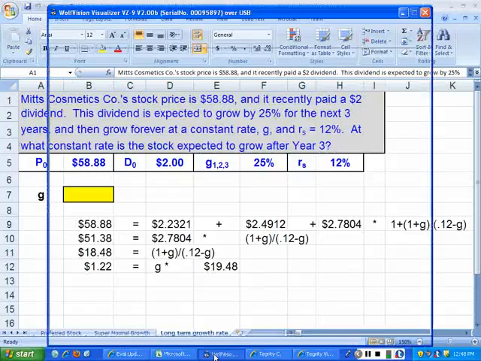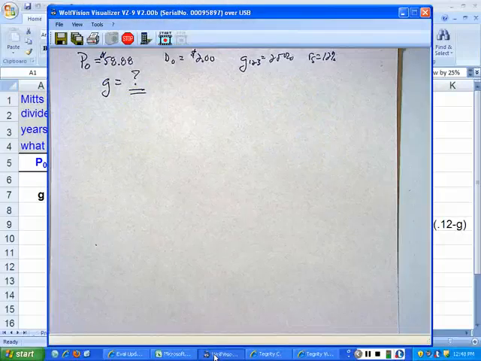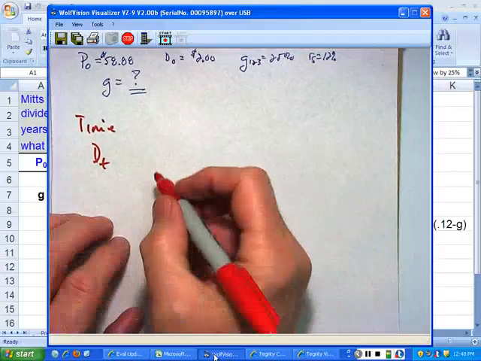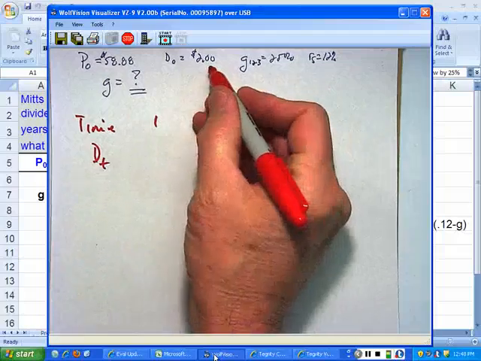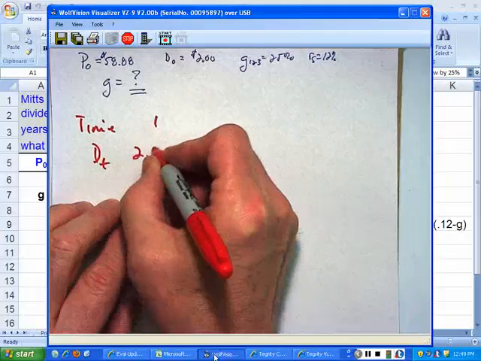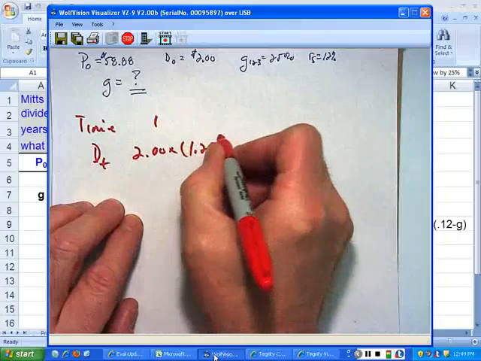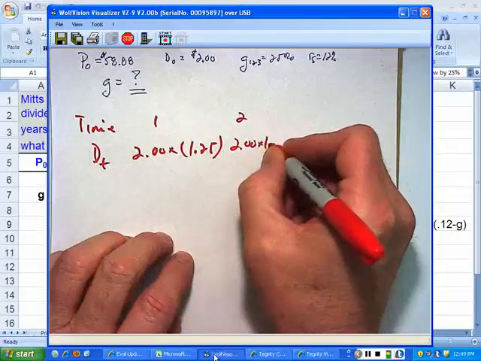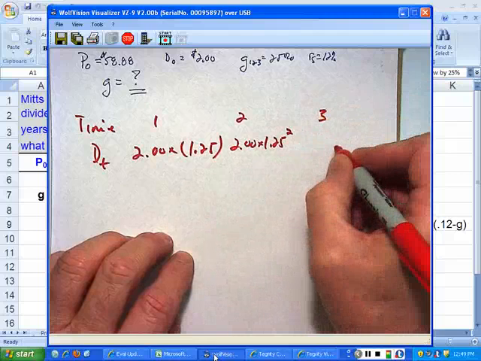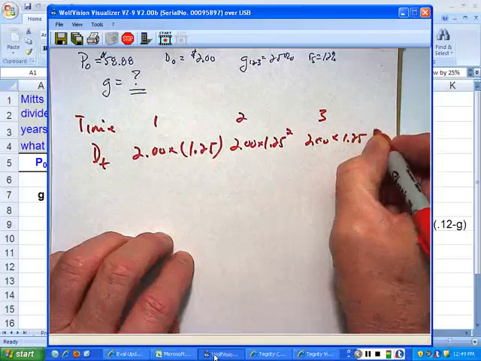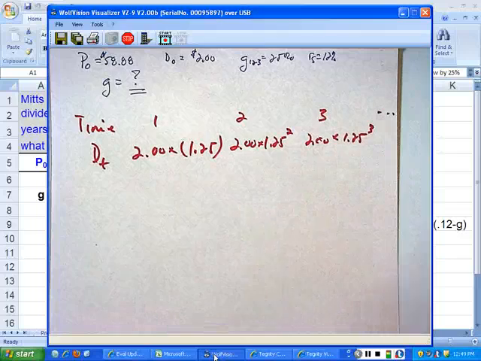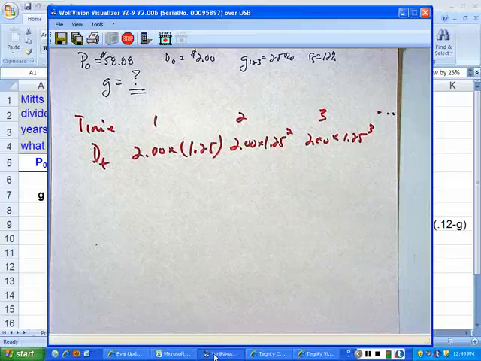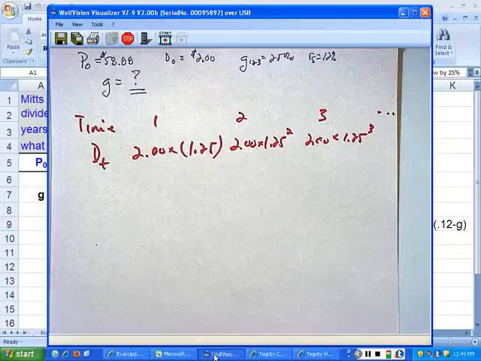Well, let's take a look at how this problem is laid out, given that information. If we think of time versus the dividends, we've just seen something occur, so we're looking at the next dividend. D sub 0 was $2, so the dividend that we expect at time 1 is $2 times 1.25, to recognize that 25% growth rate. The dividend at time 2 is $2 times 1.25 squared. The dividend at time 3 is $2 times 1.25 cubed. And after that point, we're going to see growth at some unknown rate g, that's going to be taking place.